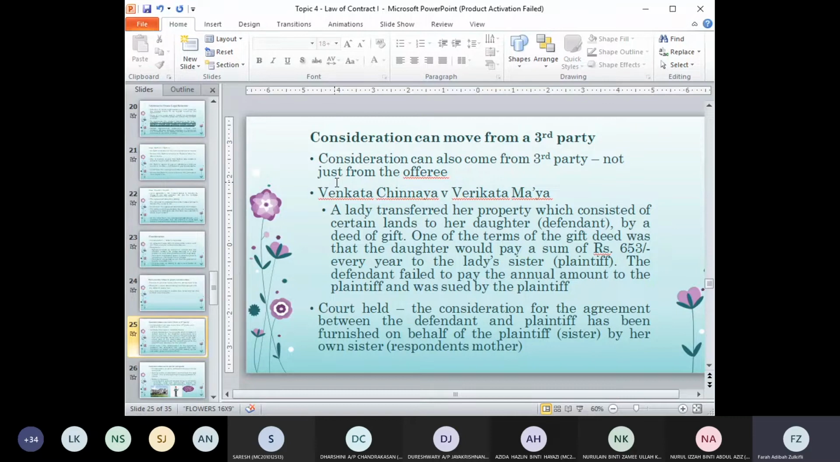The consideration for the agreement between defendant and plaintiff has been furnished on behalf of the plaintiff. So even though the money comes from a third party, it is still a good consideration.